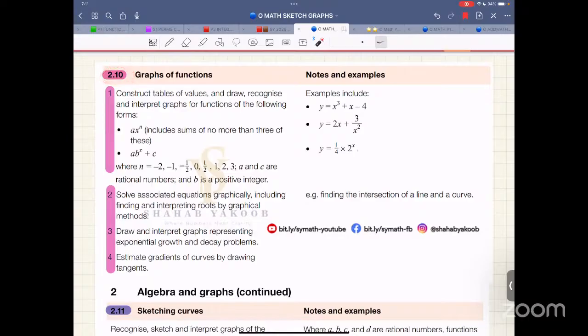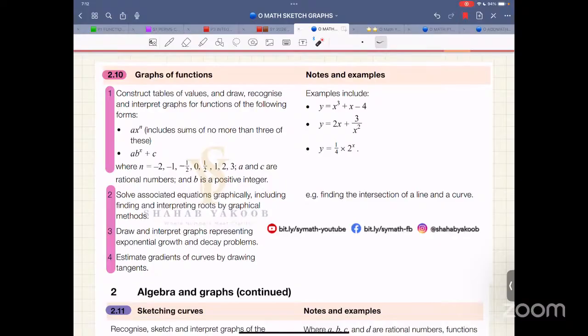So there is the section 2.10. This is about graphs of function. And it is about all these things: construct table of values, draw, recognize, interpret graphs of these types. Ax power n. X could be power 3, x could be power 1, and then negative 2. It could be a reciprocal function and things like that. And these n could be negative 2, negative 1, negative half, 0, half, 1, 2, 3. And then solve associated equations graphically, including finding and interpreting roots by graphical method.